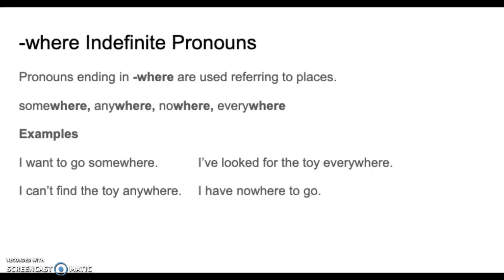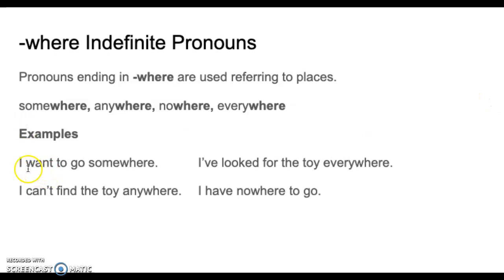Okay, let's go to our next example. The next one ends in where. Indefinite pronouns ending in where are used when referring to places. These are examples like somewhere, anywhere, nowhere, and everywhere. Once again, with indefinite pronouns, we don't know exactly what we're referring to. You could be saying somewhere meaning the store, somewhere meaning the zoo. It could be somewhere else.